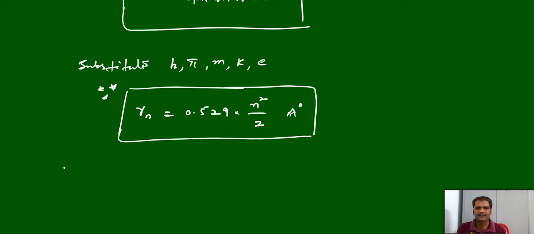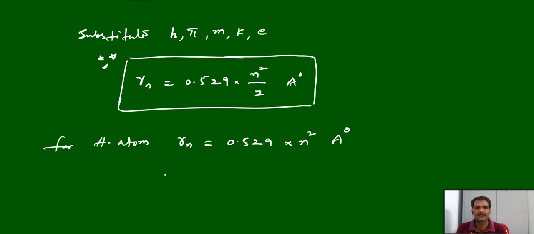And here for a hydrogen atom, the radius value is 0.529 into n square, with z equal to 1 for hydrogen atom, atomic number 1. So 0.529 n square angstroms. Means what? If you take the first orbit, R1 is equal to 0.529 angstroms.